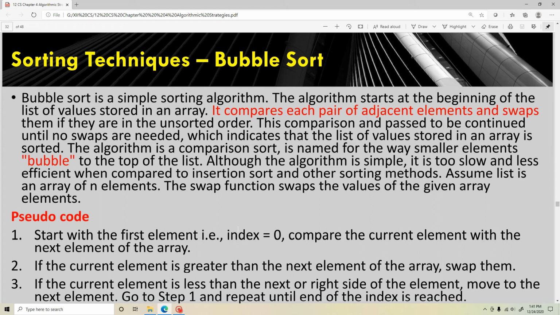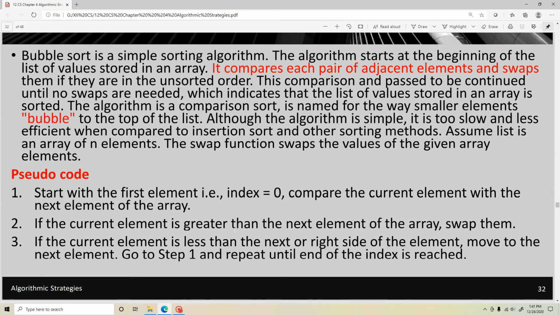Now we will see the pseudocode. Start with the first element, therefore index equal to 0. Compare the current element with the next element of the array. If the current element is greater than the next element of the array, swap them. If the current element is less than the next or right side element, move to the next element. Go to step 1 and repeat until the end of the index is reached.